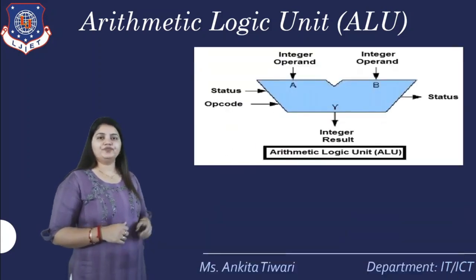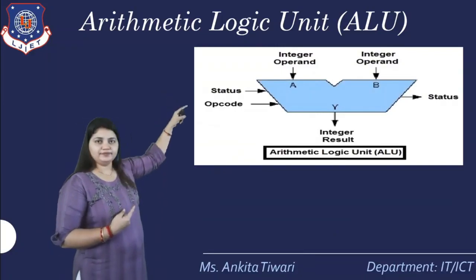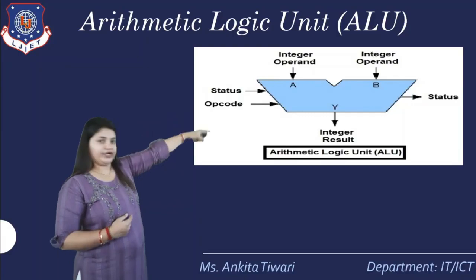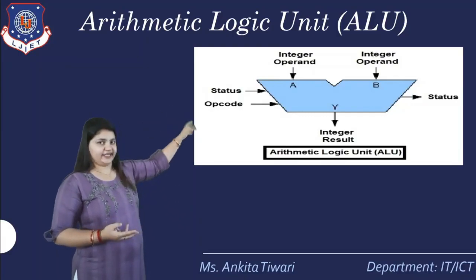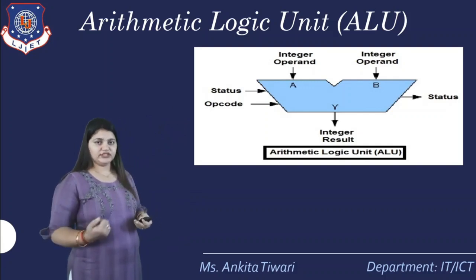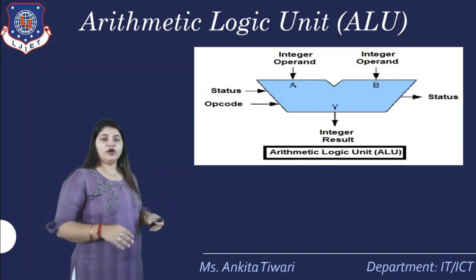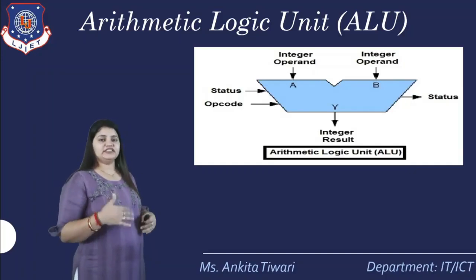So here, in the ALU circuit, as you can see, we have integer operand 1 and integer operand 2, because 2 operands are minimum required, and we have a status register which will show the status of the result. That means whether it is a negative number, a positive number, whether the answer is 0, or whether it is out of bound, meaning overflow has occurred. That means this will give the status conditions.